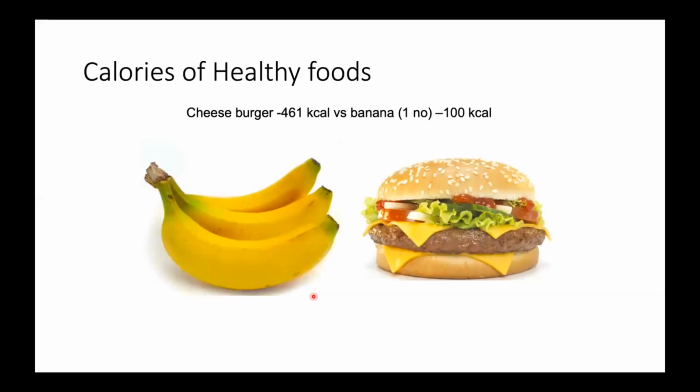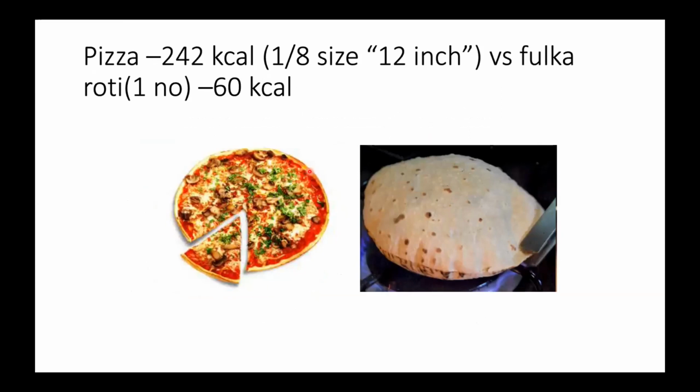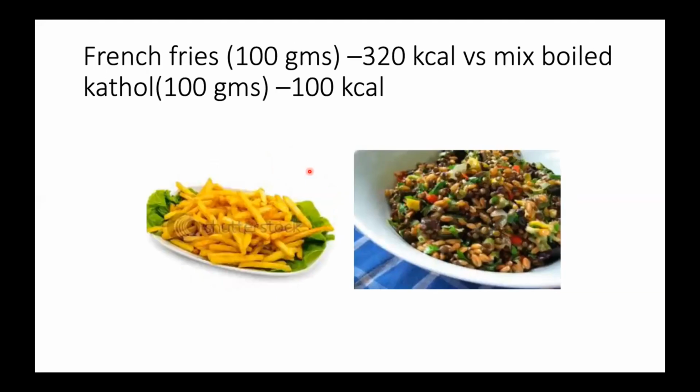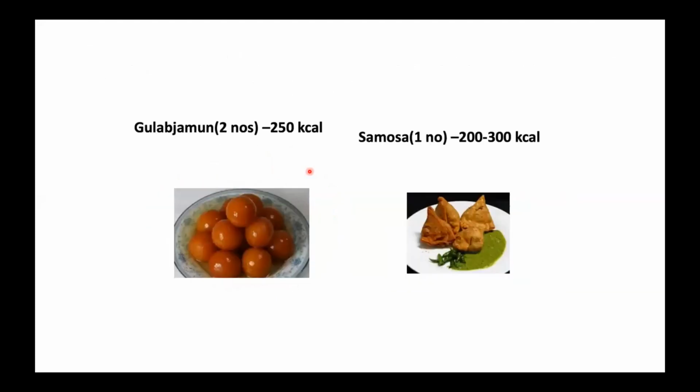So let me give you a few examples of calories. One banana is around 100 kilocalories, and a cheeseburger is around 460. One slice of pizza is around 250, and one roti is around 60 kilocalories. A soft drink, one can, is around 150 calories, and 100 ml of milk is around 50 calories. Gulab jamun, 2 pieces, is 250 calories, and to burn this 250 calories, you have to walk at least 5 kilometers.